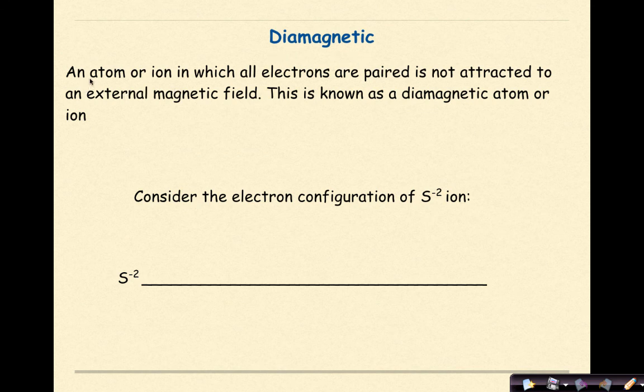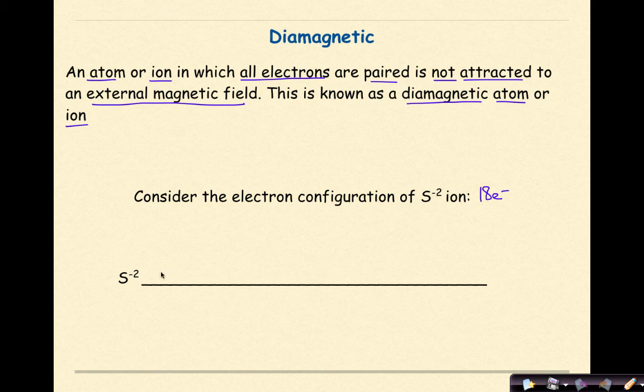Diamagnetic means an atom or ion in which all electrons are paired is not attracted to an external magnetic field. This is known as a diamagnetic atom or ion. So consider the electron configuration of an ion of sulfur. In an ion of sulfur, we're going to have 18 electrons.